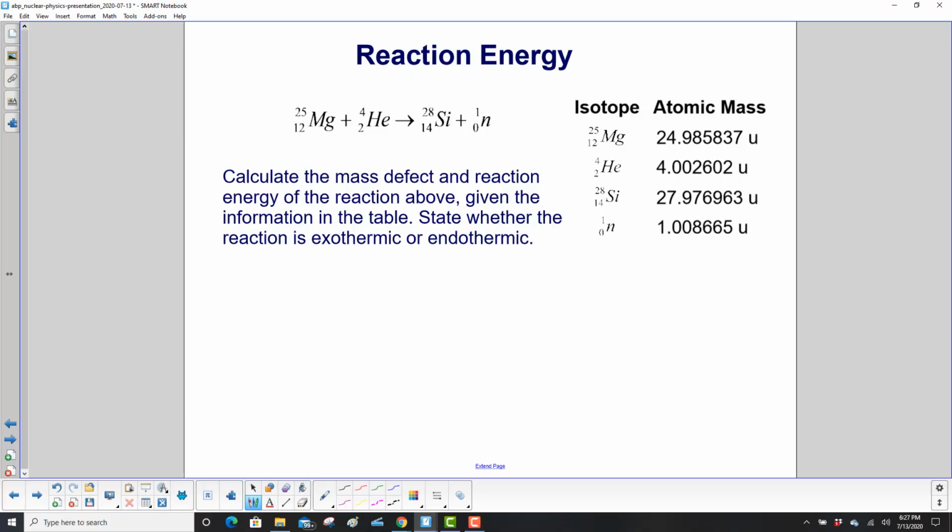Calculate the mass defect and reaction energy of the reaction above, given the information in the table. State whether the reaction is exothermic or endothermic.